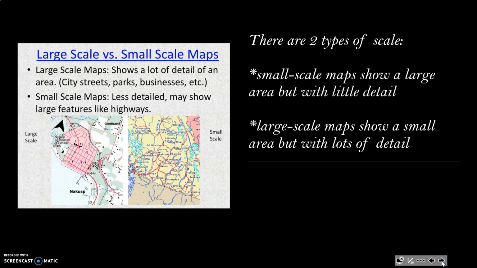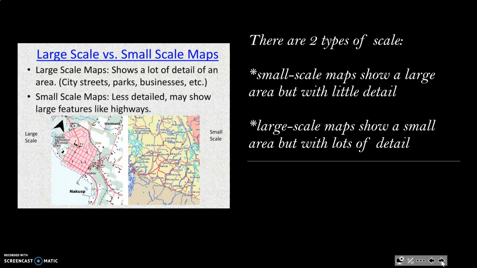There are two types of scale. So there's small scale and large scale. So a small scale map shows a large area but with little detail. So looking at the map on the right, you see that this is a very large area, but we don't get into the street view. So it's a small scale, it shows small detail.